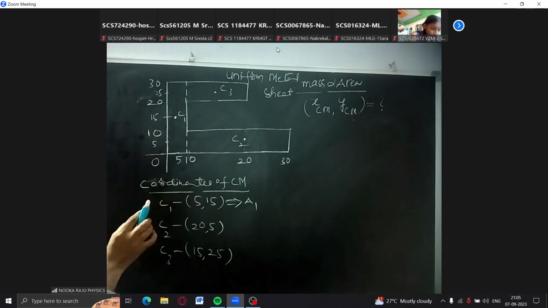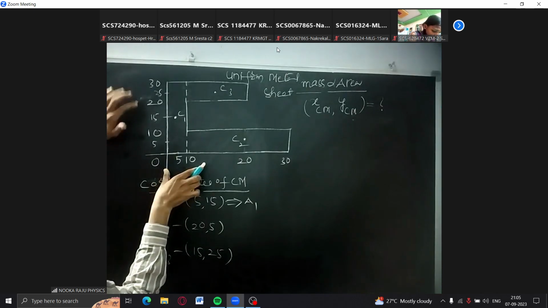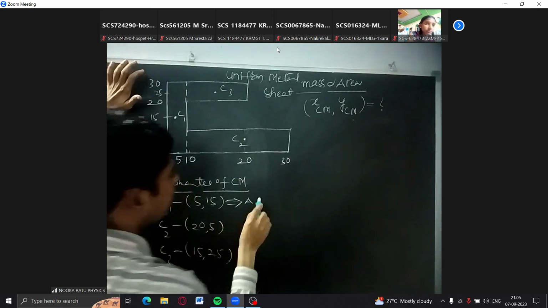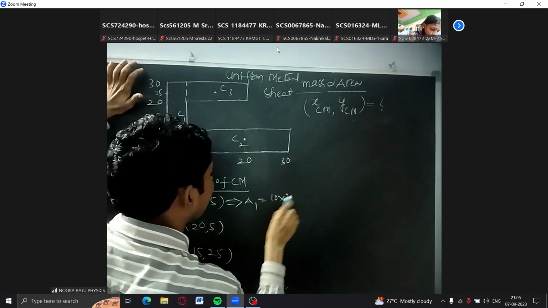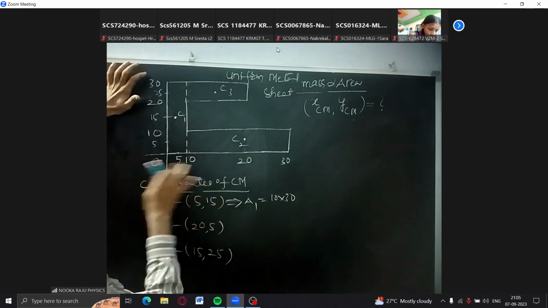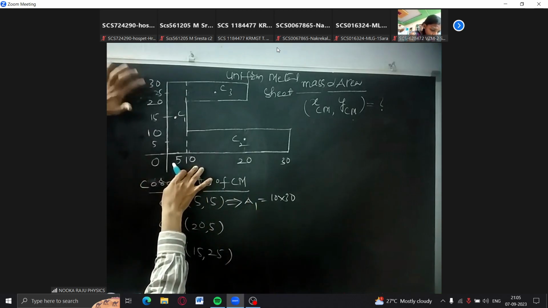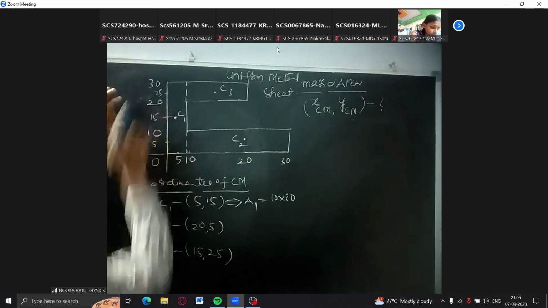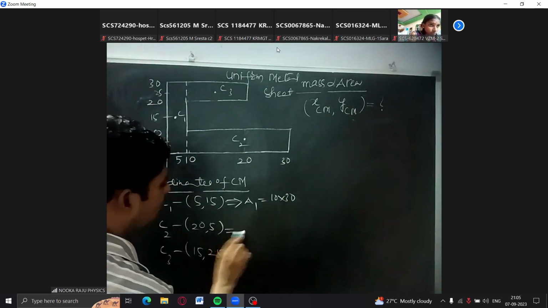What about the A1 value? A1 equals 10 into this area, side into side. 10 into 30. Don't confuse the numbers. Okay now, 10 and 30, total value: 10 into 30, here the area. And what about this one?